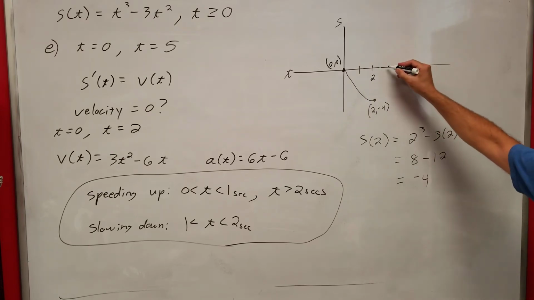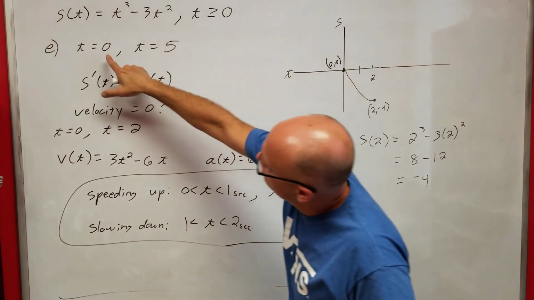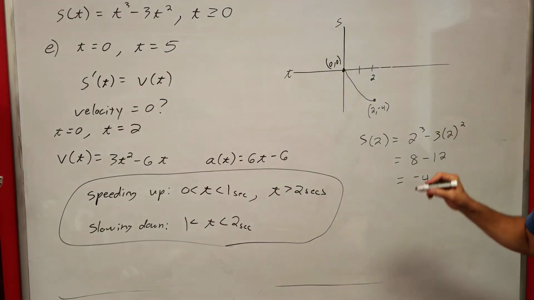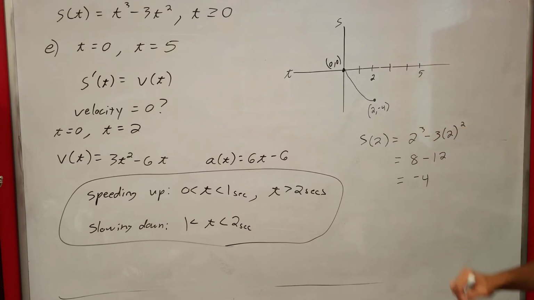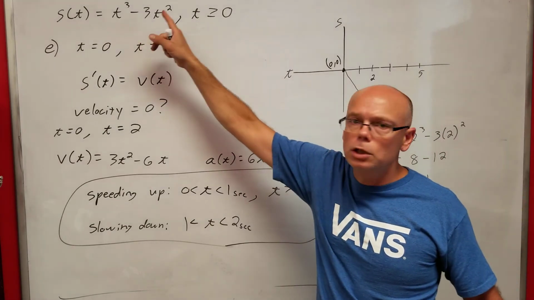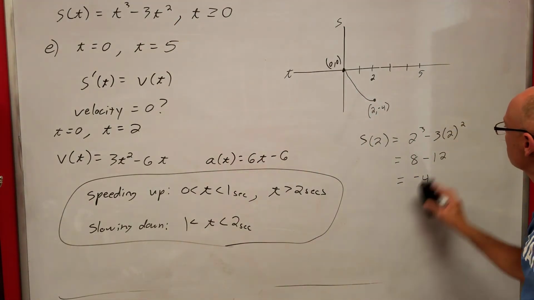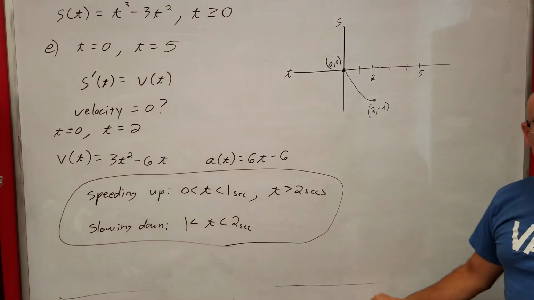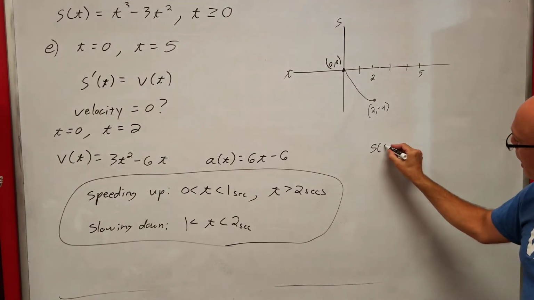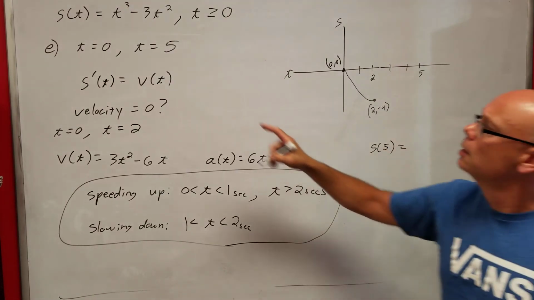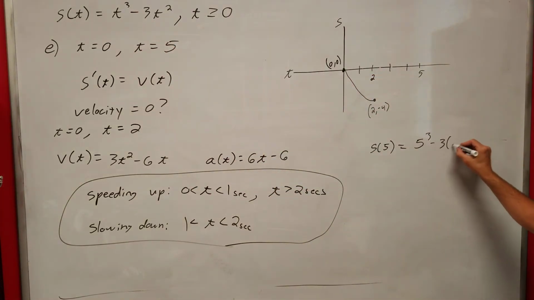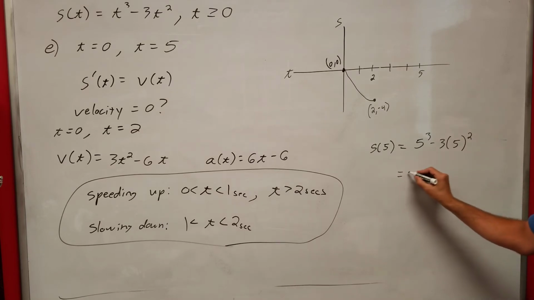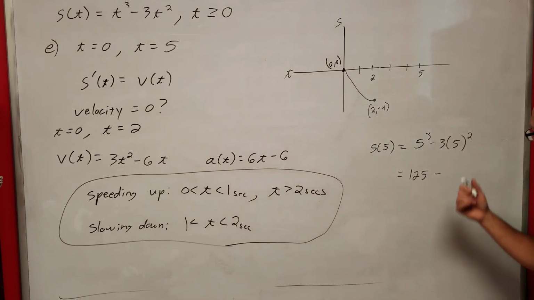Then I go out to what? I want to know from 0 to 5 seconds. So that's 2, so here's 3, 4, 5. Where's my function at 5 seconds? Where's my position function at 5 seconds? Well, let's see. Let's evaluate S at 5. So that's 5 cubed minus 3 times 5 squared. So that's what? 125 minus, what's that?